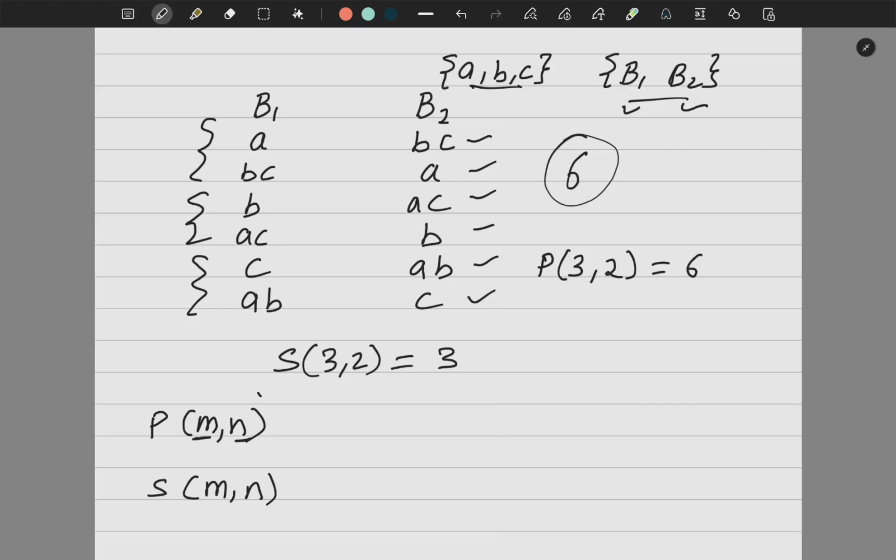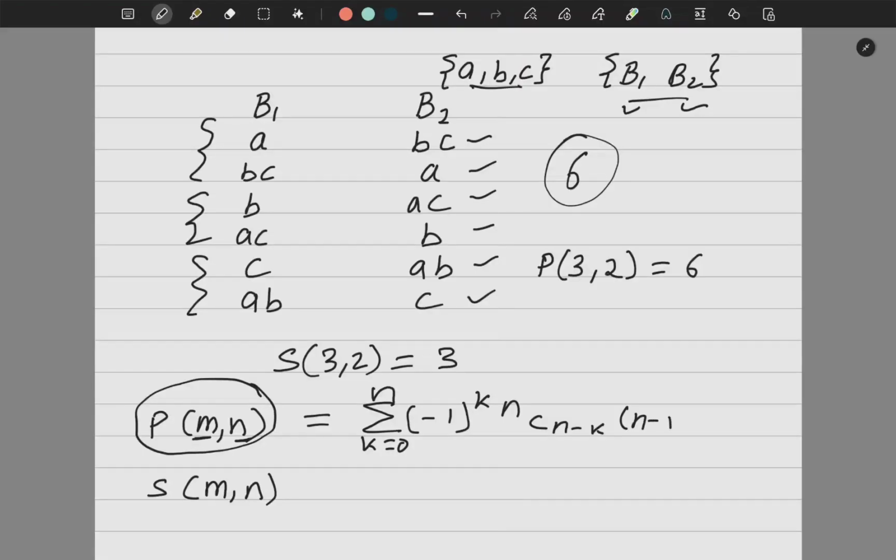Now, when my boxes are different, the formula I am going to use is P(M,N) equal to the summation for k equal to 0 to n of (-1) to the power k, nCk, (n minus k) to the power m. And S(M,N) is called the Stirling number of the second type. So this is the Stirling number of the second type.